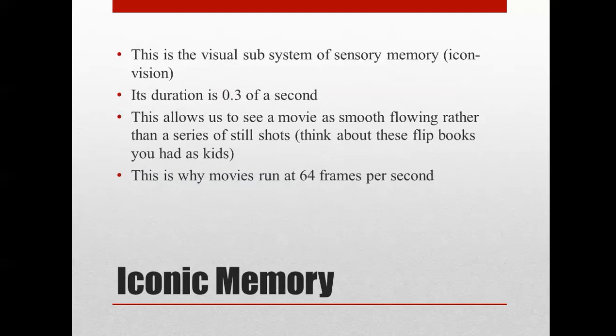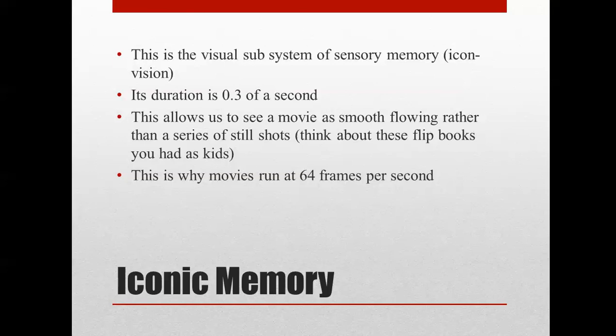One of the subsystems you do need to know about sensory memory is iconic, and remember the word icon means visual or vision. So this is the visual subsystem of sensory memory, so one of the 5 senses. It holds information there for a fraction of a second, about a third of a second, and this allows us to see a movie as a smooth flowing movie rather than a series of still shots.